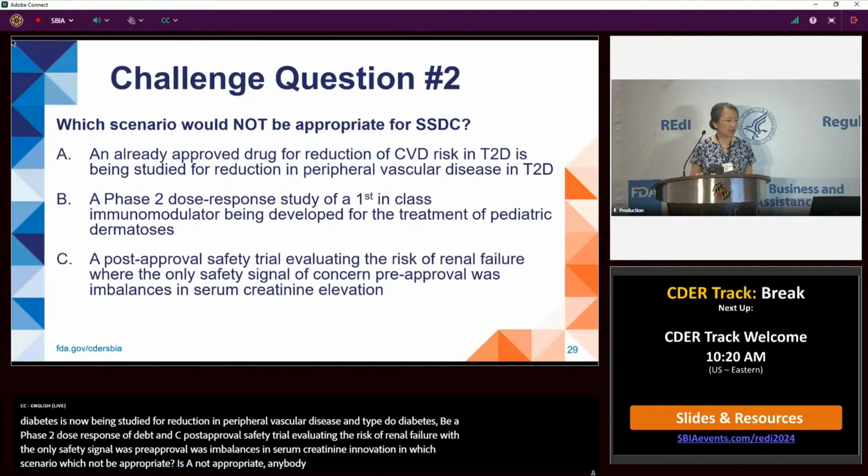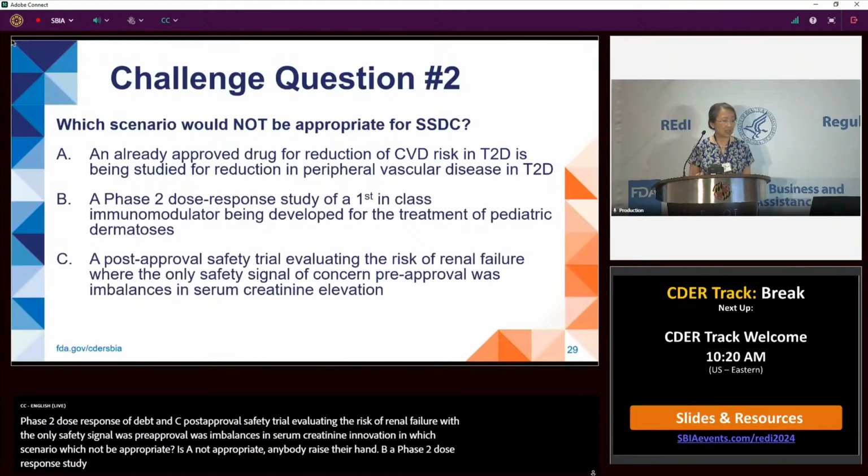B is a phase 2 dose response study of a first-in-class immunomodulator being developed for the treatment of pediatric dermatosis. Is that not appropriate for SSDC? Okay, got some hands up.